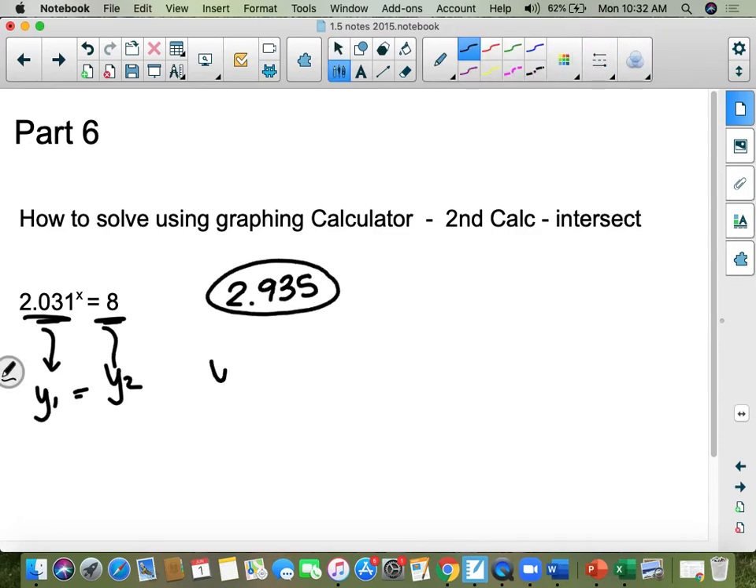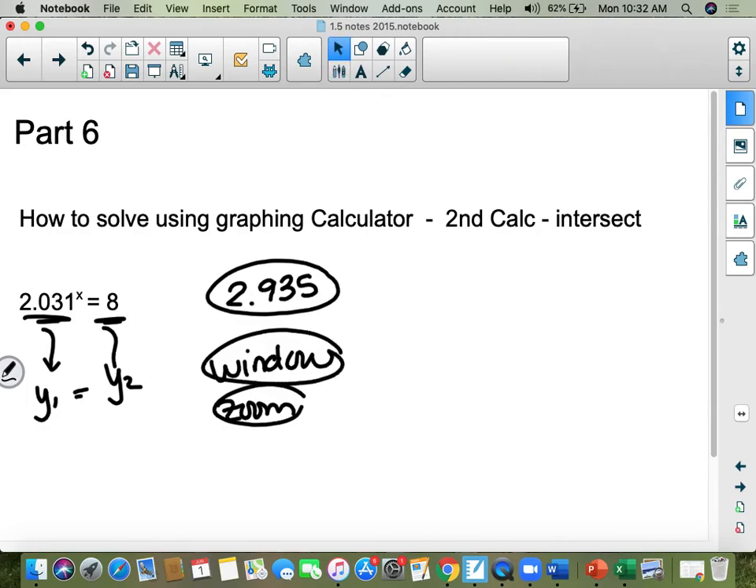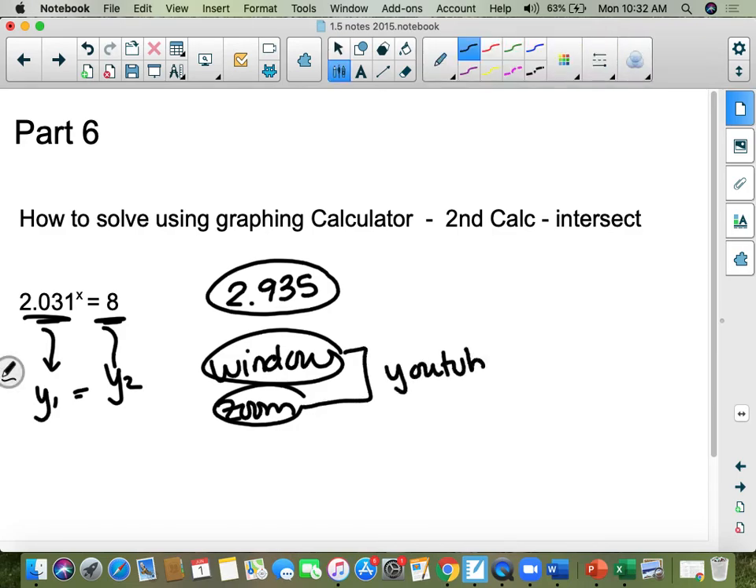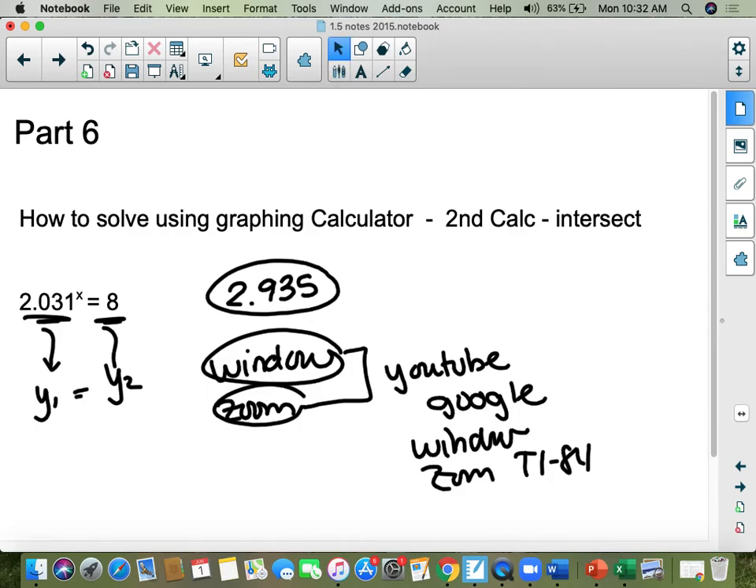You need to play around with your window. You need to maybe play around with your zoom a little bit, you guys. You guys have to get better at playing around with your window and your zoom. You can also go to YouTube. You can Google how to play around with your window and your zoom button on a TI-84 calculator, and take some time and watch a YouTube video and get better at using your calculator.